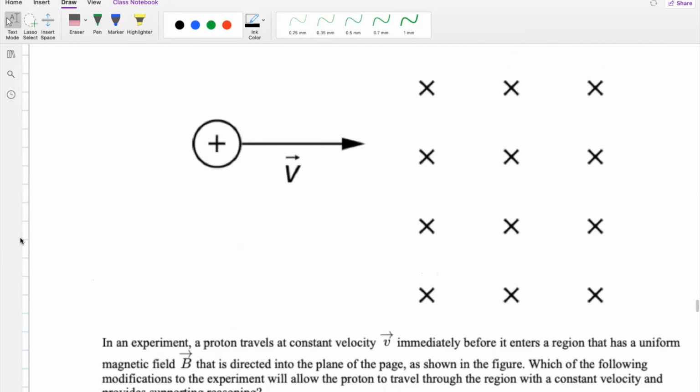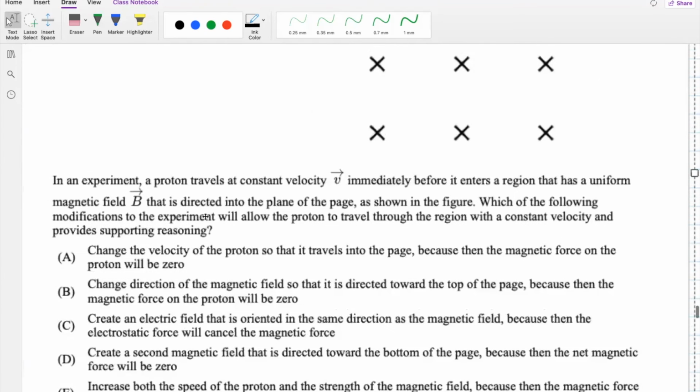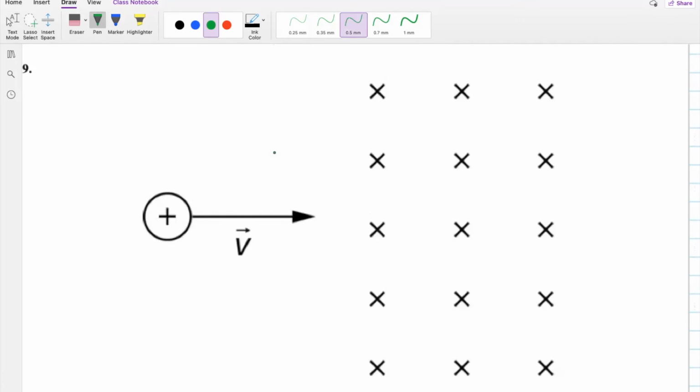Another charge in a magnetic field, in this case, a positive charge moving into a region with a magnetic field pointing into the page. Which of the following modifications to the experiment will allow the proton to travel through the region with a constant velocity and provides the reasoning? So if we look at this with the right-hand rule, again, initially, the magnetic force is going to be upwards when it enters. So the electric field should be downward.